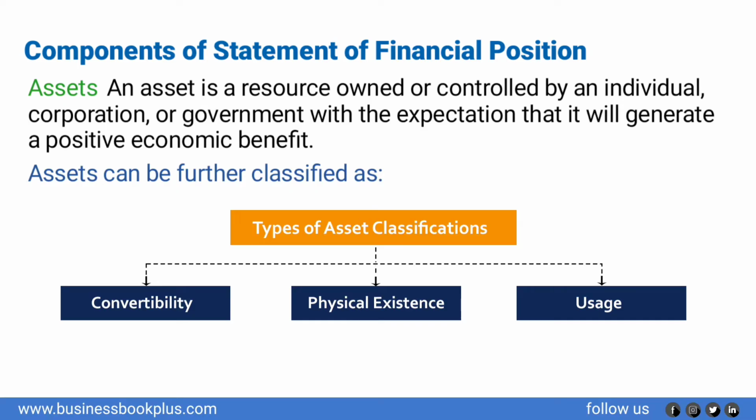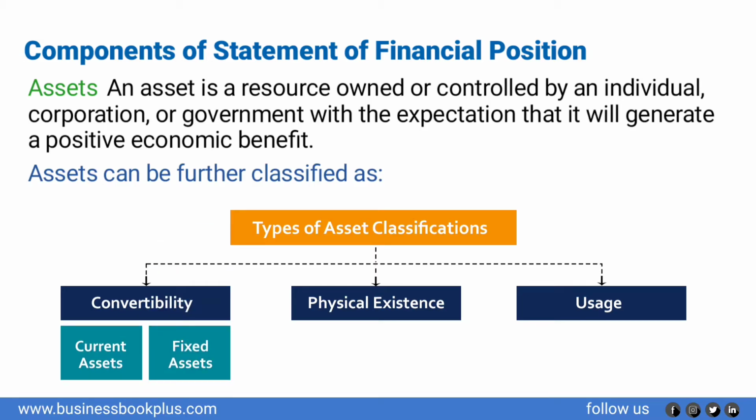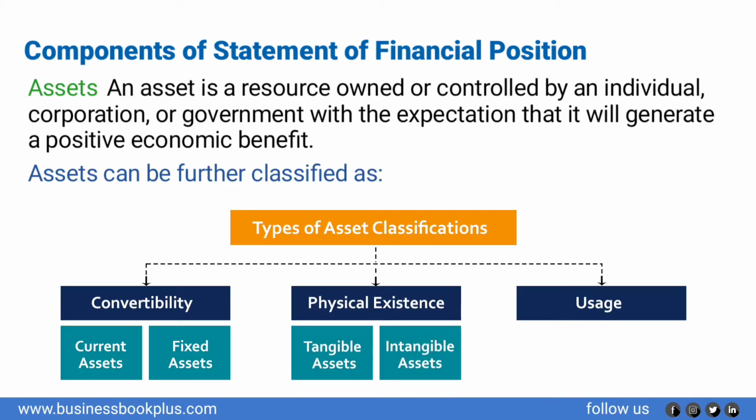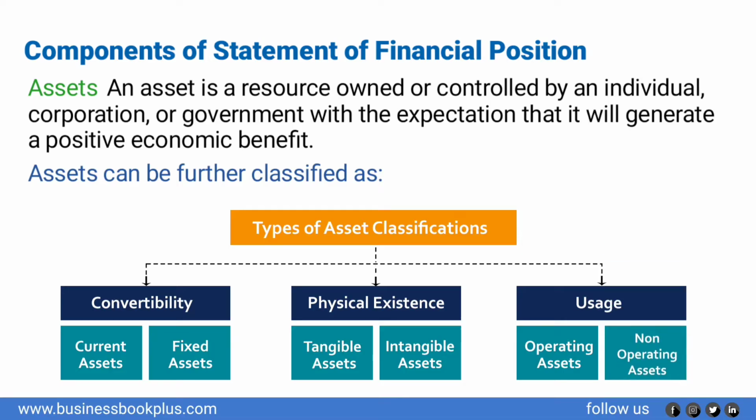According to convertibility, it is divided in two sections: current assets and fixed assets, that are also known as short-term and long-term assets. According to physical existence, asset is classified in two sections: tangible assets and intangible assets. And according to usage, it is classified as operating assets and non-operating assets. Now let's see a short description of these classifications of assets.